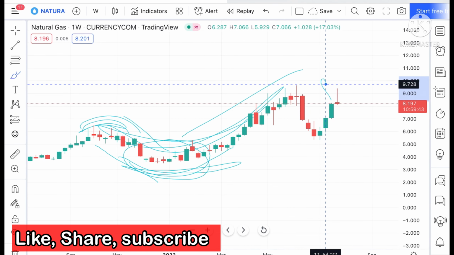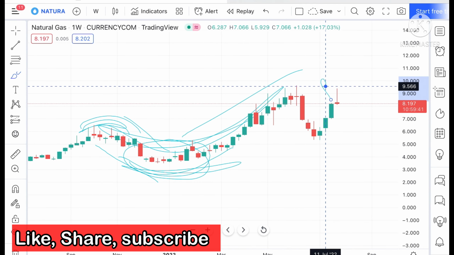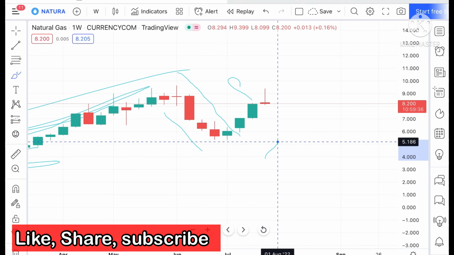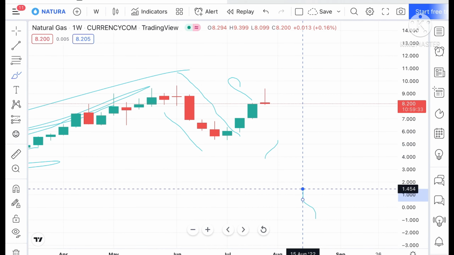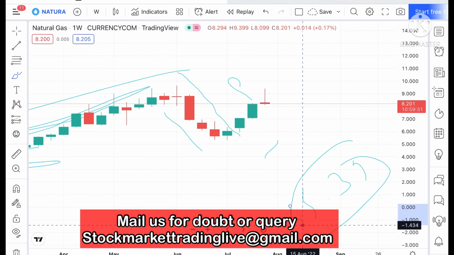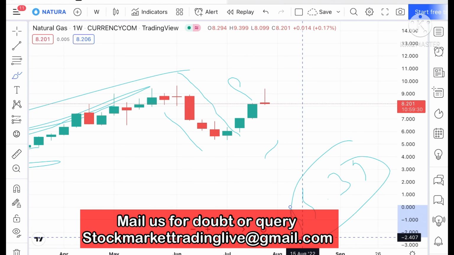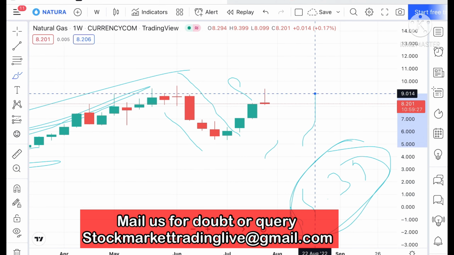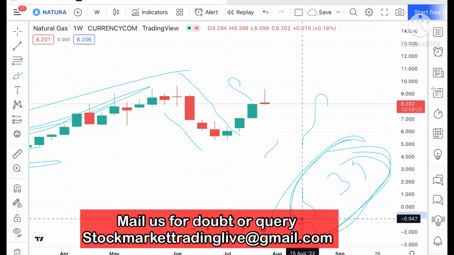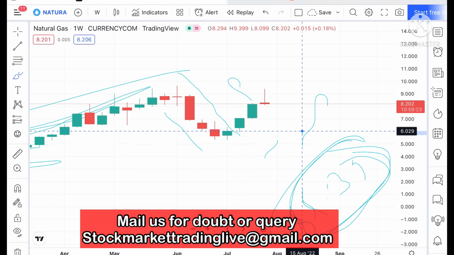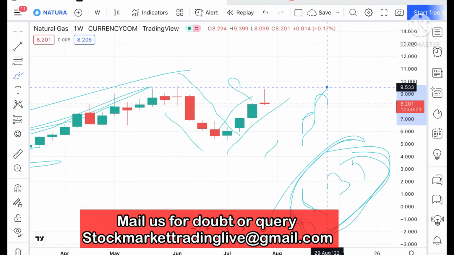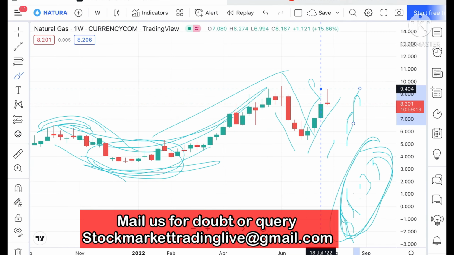We have seen it make a high of around 9.631, and a sharp fall. From there we have seen a support coming at around $5.34. Keep this in mind, whatever I'm telling you: this is a weak support. After making that swing we have seen it make a high of around $9.404.